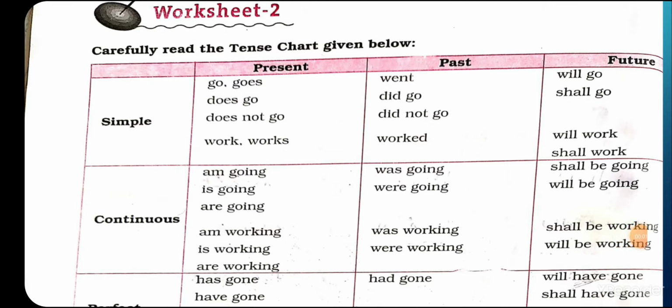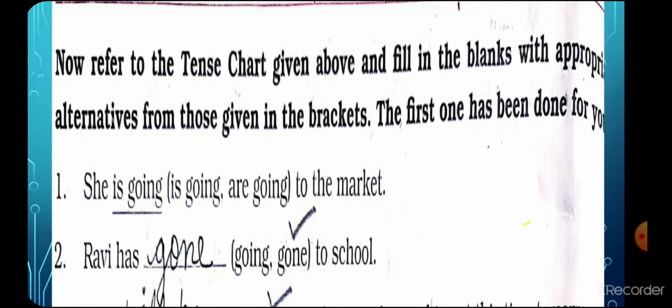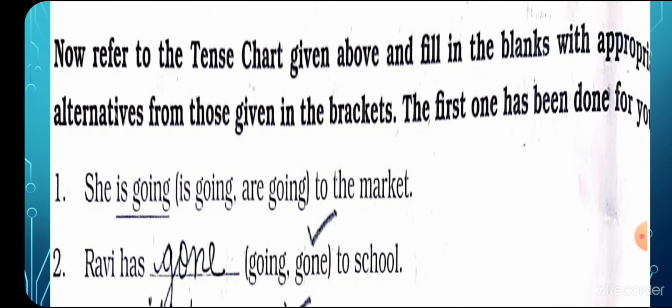Now students, read this chart carefully and then try to complete worksheet number 2. Here you have to fill in the blanks with appropriate alternatives from those given in the brackets. The first one has been done for you. Here students, two options are given. From these two options, you have to choose the correct one and then fill in the blank. For example, first one, she is going to the market. Two options are given: is going and are going. So students, it should be is going.